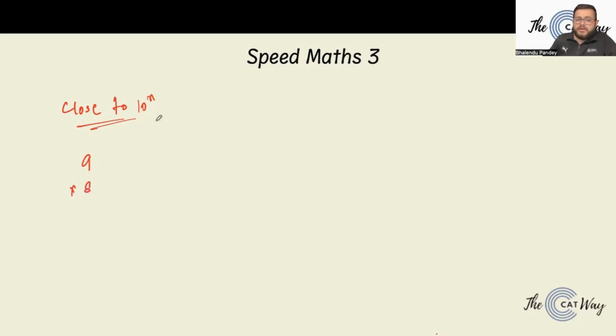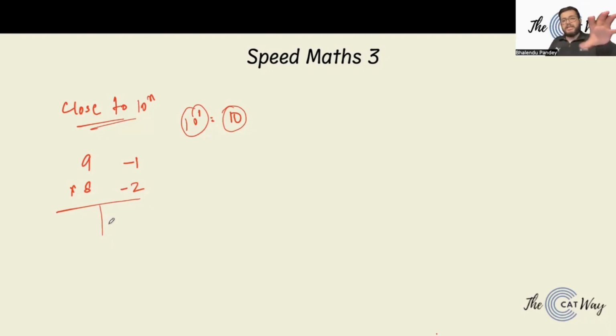So 9 into 8, see the closest 10 to the power over here is 10 power 1, that is equal to 10. Now 9 is how much less than 10? Minus 1. 8 is how much less than 10? Minus 2. Right? So when you will be calculating, you can obviously do 9 into 8, 72. But there is something bigger that we are looking forward to, and hence starting from the very basic.